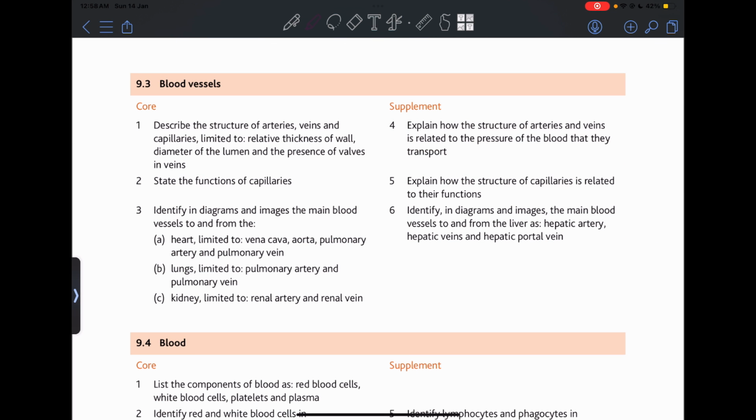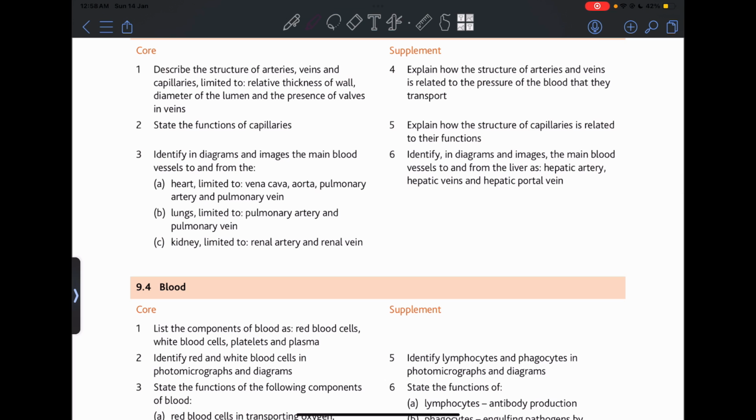Now 9.3 is about the blood vessels. Core and extended students have to describe the structure of arteries, veins, and capillaries limited to relative thickness of wall, diameter of lumen, and presence of valves in veins. So you have to know that all of the arteries, veins, and capillaries have the things that are listed above. State the function of capillaries. You have to memorize that.